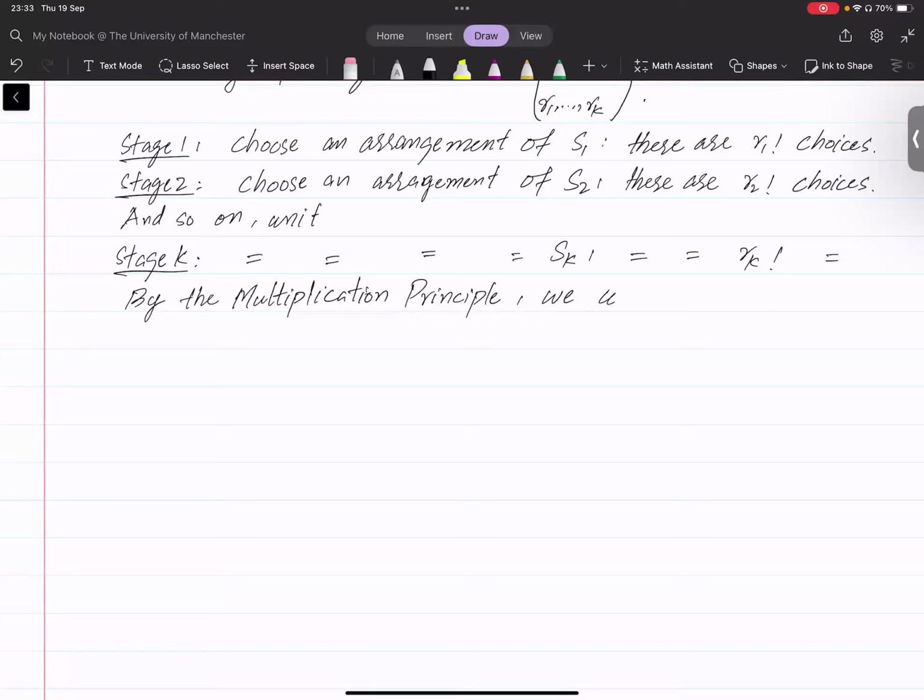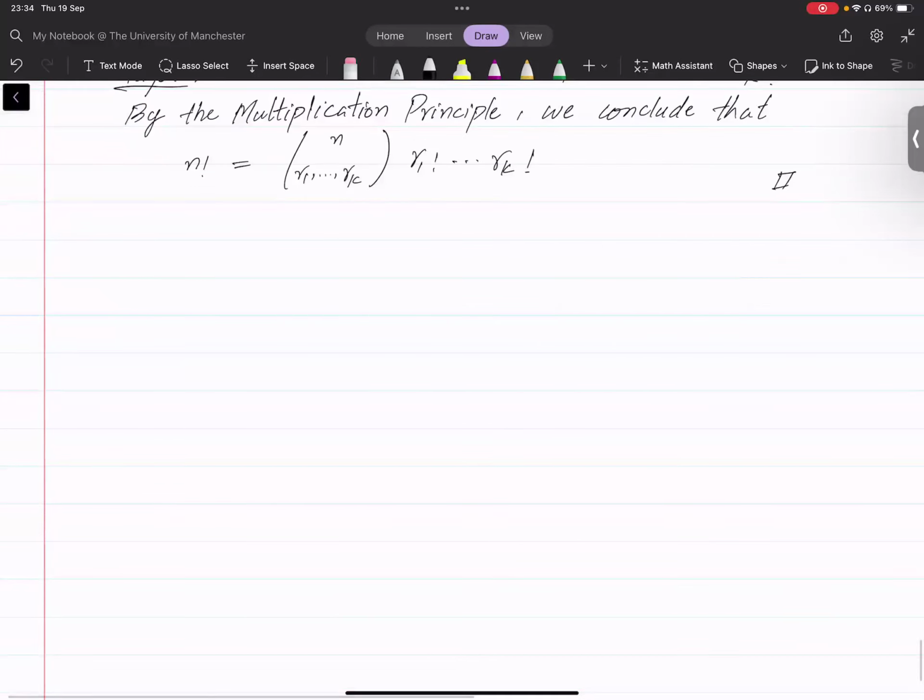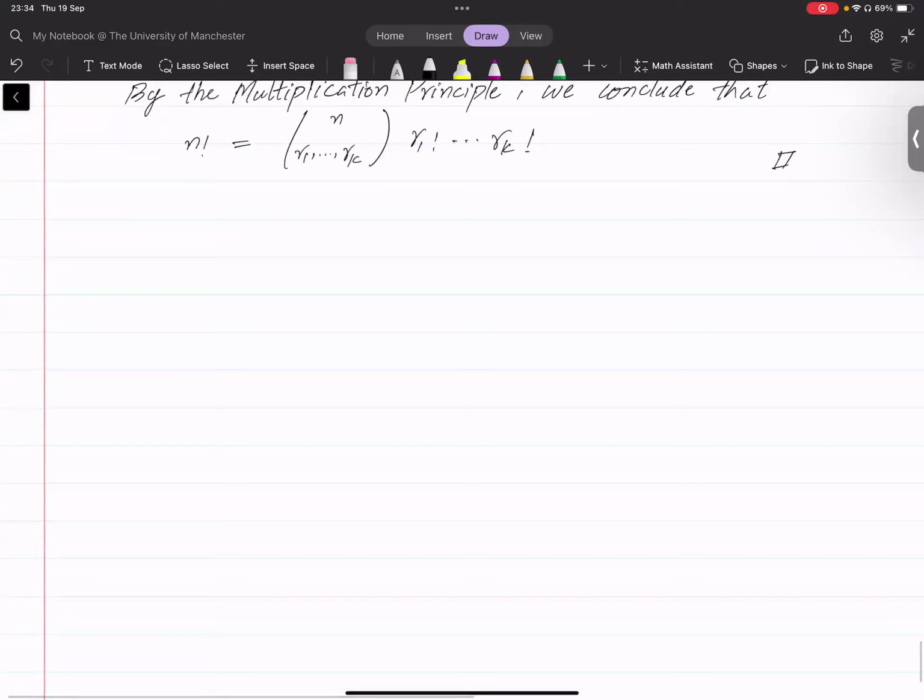we conclude that n factorial is nothing but n choose R1 to Rk multiplied by R1 factorial up to Rk factorial. And this follows the result. Okay. By doing this, we can trace this by finding an example.